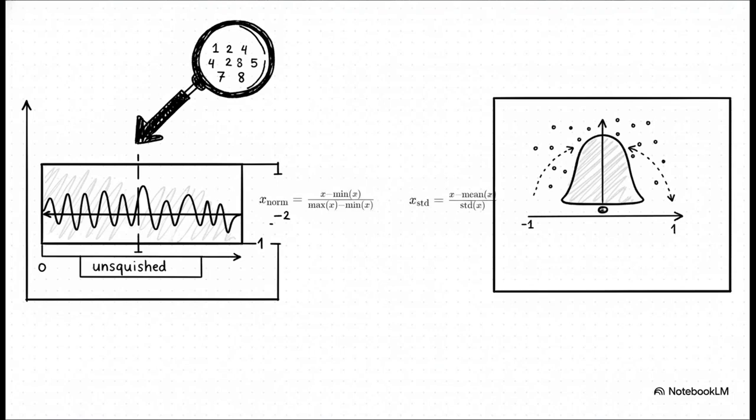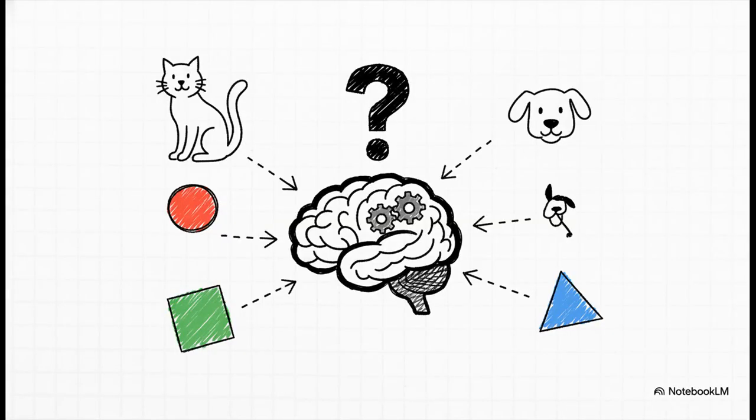Over on the left, we have normalization. This basically squishes all your values into a tiny range, always between 0 and 1. Then on the right, you have standardization. This is a bit different. It transforms the data so that its average becomes 0 and its standard deviation becomes 1. Both of these are fantastic techniques to stop one feature from dominating the others just because its numbers happen to be bigger.